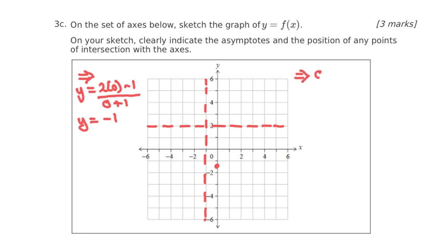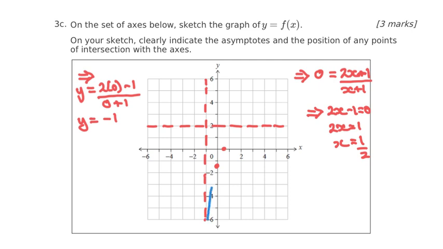Now, to get our x-intercept, we know that y equals 0. Therefore, we get 0 equals (2x − 1) divided by (x + 1). Therefore, we get 2x − 1 equals 0. So 2x equals 1. So x equals a half. Let's put that onto our graph. x equals a half. Now we can draw our graph, as smooth as you can, going through our intercepts, and then nice and smoothly. So that is the graph of y equals (2x − 1) divided by (x + 1).